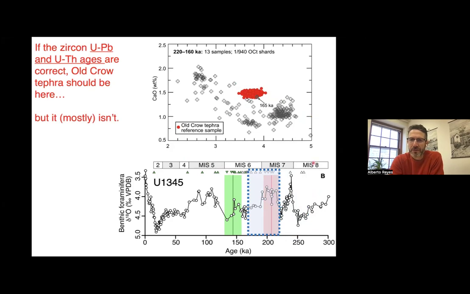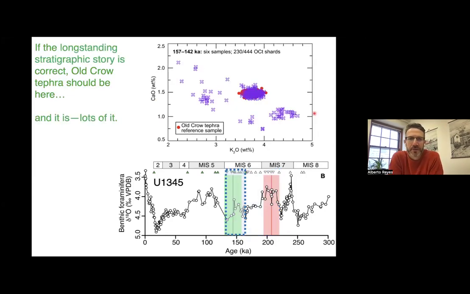Moving forward into the period of time that's covered by the uranium-based ages. Again, if the uranium-based ages were correct, then we figured Old Crow tephra should be here. This is a really widespread tephra in the landscape, and it should be reworked really, really quickly into the marine system. But it's just not there. We have one possible shard at 165, but otherwise nothing.